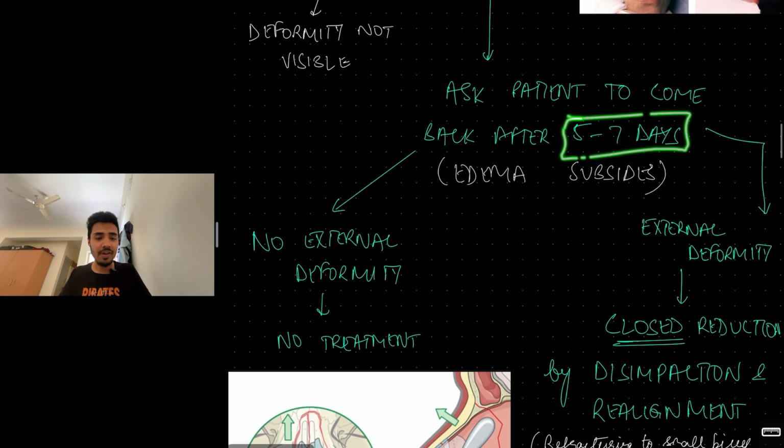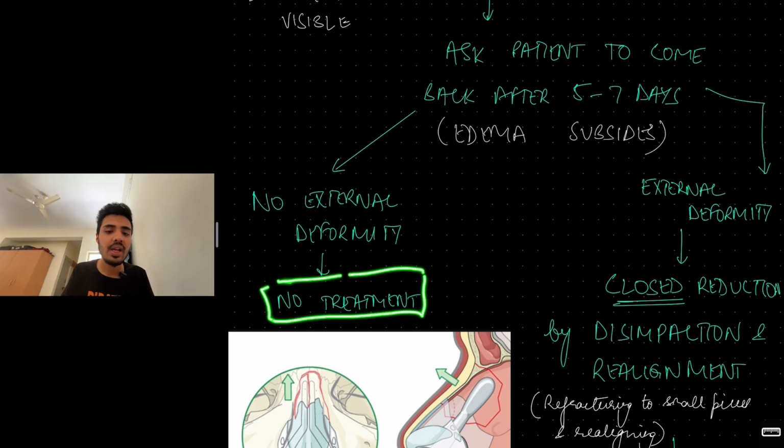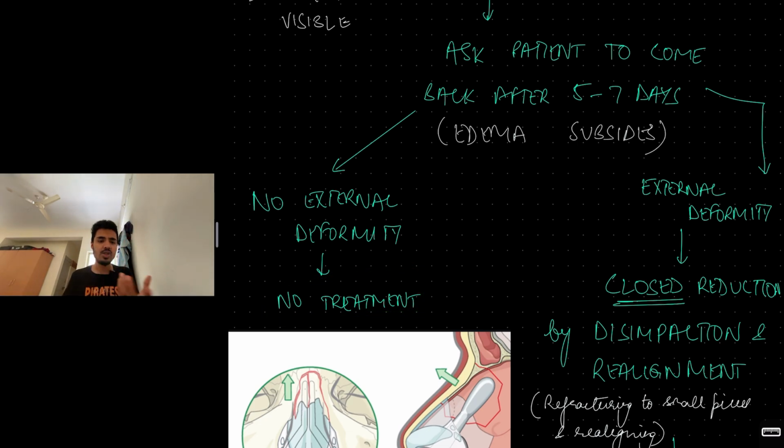By 5 to 7 days, what happens? The edema would have subsided. Once the edema subsides, you can decide what to do. If there is no external deformity, then no treatment is required. Why? Because this part really does not have any function. It is just for cosmetic value. So no treatment if there is no external deformity. If the patient comes with external deformity, you have to go for which type of reduction?